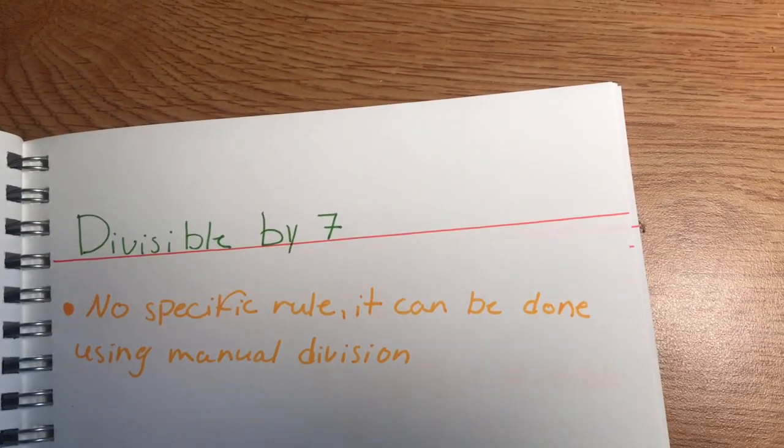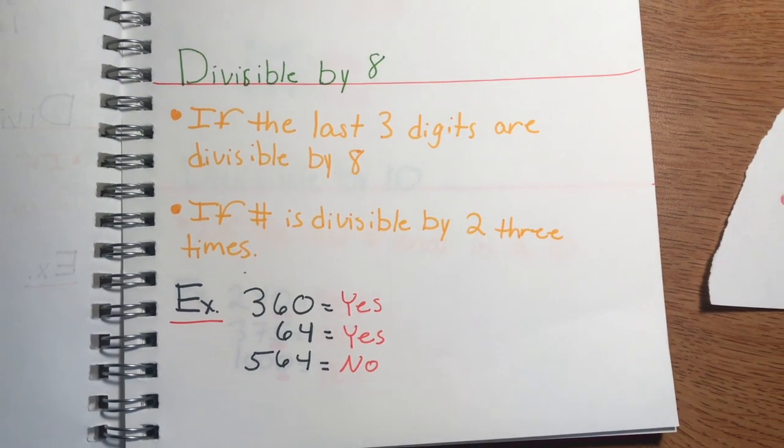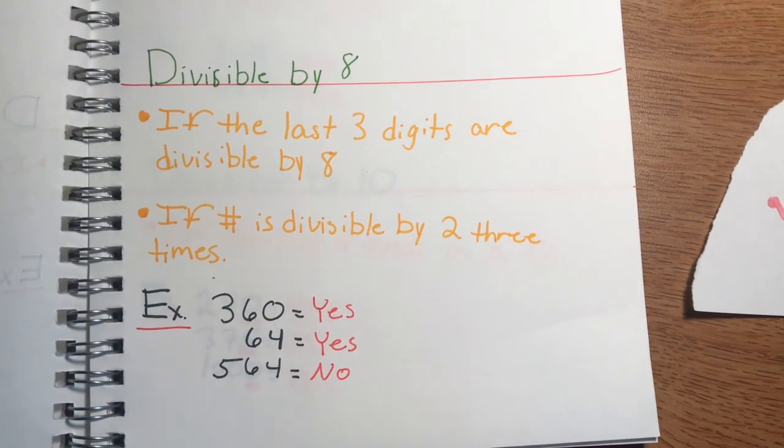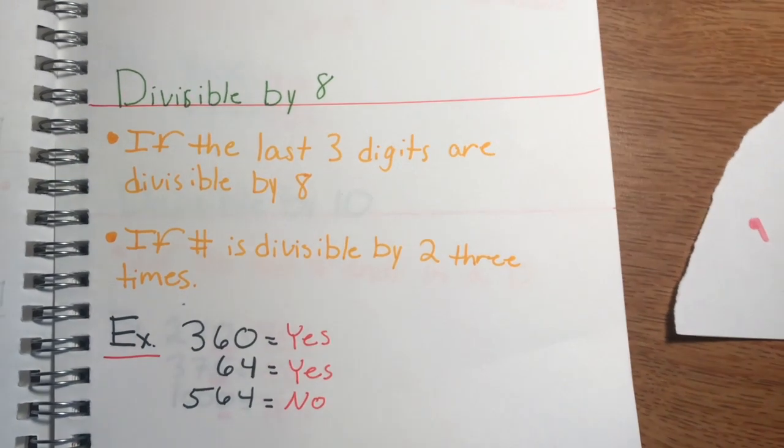Divisible by 7. No specific rule, it can be done using manual division. Divisible by 8. If the last three digits are divisible by 8. If the number is divisible by 2 3 times.